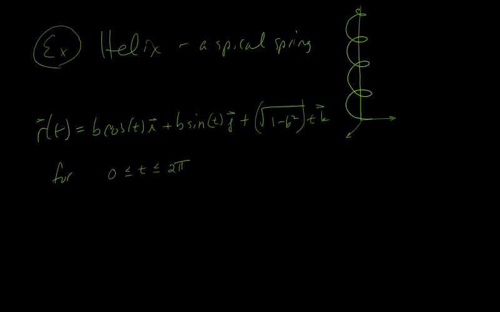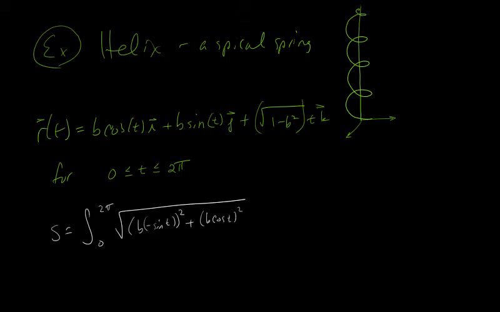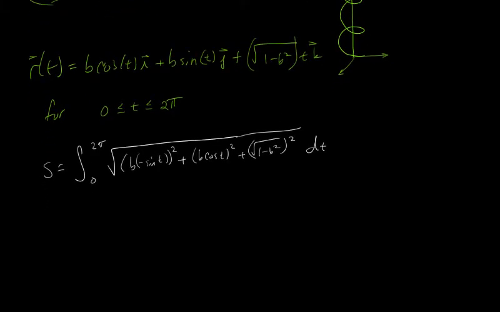All right. Then our arc length is equal to the integral from 0 to 2 pi of the square root of, and we need the derivatives of each of these component functions. So for the first one, that's going to be b times negative sine of t, squared, plus b times cosine of t, squared, plus the square root of 1 minus b squared, squared, dt. All right, so let's see what we get.